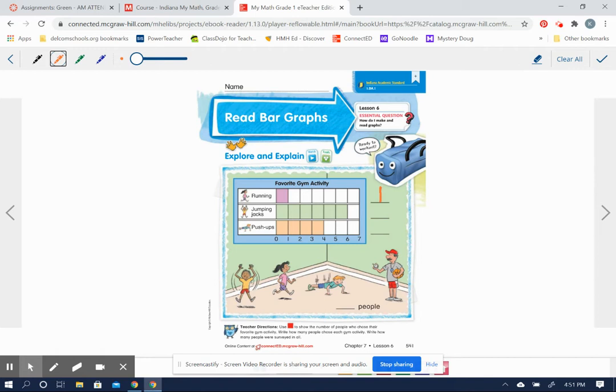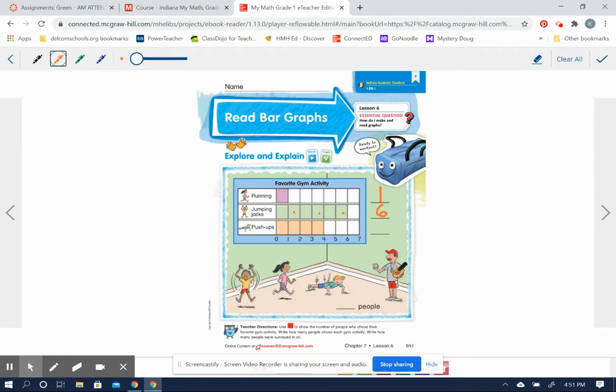Now, jumping jacks had lots more votes. Look how much longer that bar is. For every box that's colored in, that would be one vote. So let's see how many that is. 1, 2, 3, 4, 5, 6. Sorry, sometimes my pen was making a mark and sometimes it wasn't. But yes, there were 6 people that chose jumping jacks.